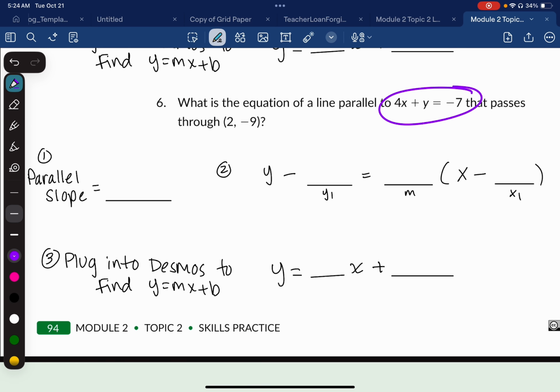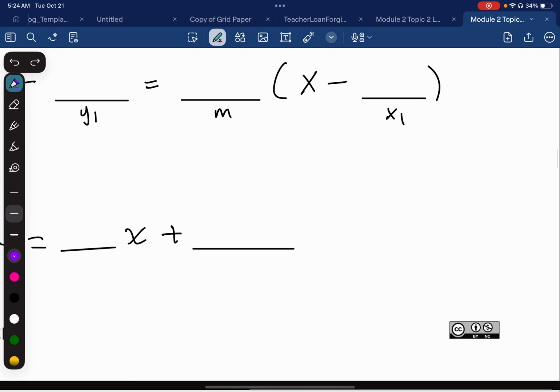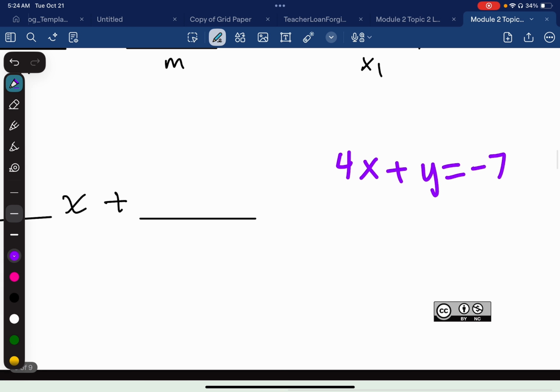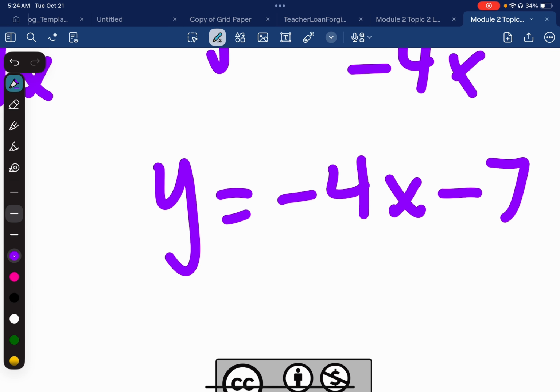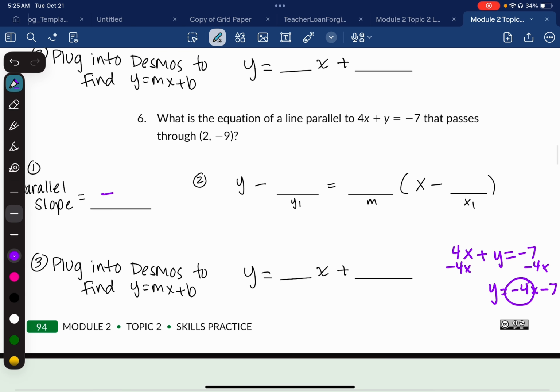And this one right here is not in slope intercept. It's not in y equals mx plus b. So let's change that. So we got 4x plus y equals to negative 7. All right, step 1 is minus 4x minus 4x. So we have y is equal to a negative 4x minus 7. Bam, I'm done. Y is by itself. So I care about this number right here, negative 4 and negative 4.